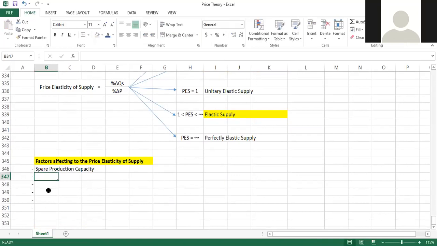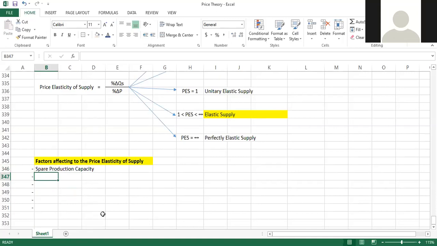Then suppose price increases significantly, can they increase the supply? No, right? Already they have used the maximum production capacity. If the maximum production capacity has been utilized, even if the price increases, they can't increase the supply. That means the supply will be inelastic. But if a particular firm has a lot of spare production capacity, then when the price increases, they can increase the supply significantly. So therefore, the most important thing, as you very correctly mentioned, the main factor affecting the price elasticity of supply is the production capacity, right?